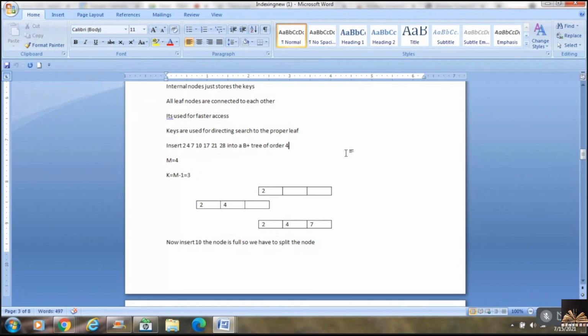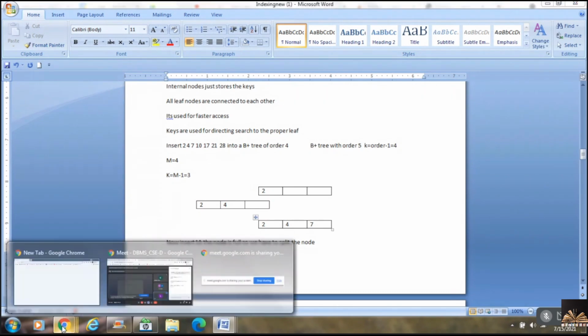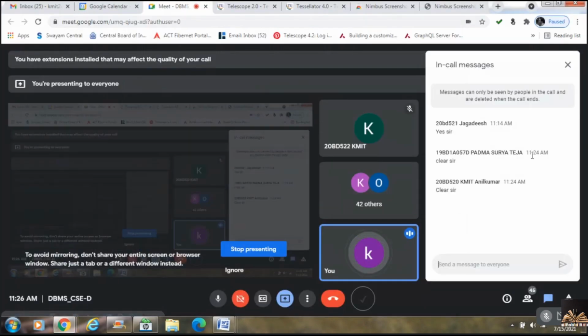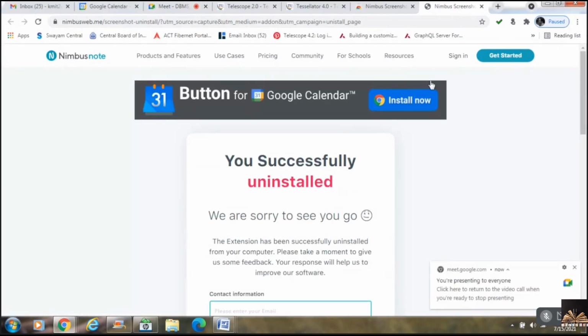If I'm talking about a B plus tree with order 5, the maximum number of keys that can be stored is k equals order minus 1. This is equal to 4. So you can store 4 keys. Here, instead of 3 divisions, it would be divided into 4. That is the concept. So the basic step is that you have to work with that first.